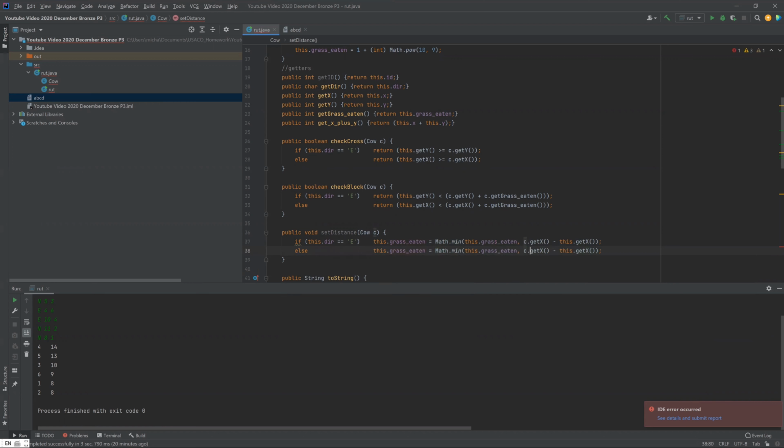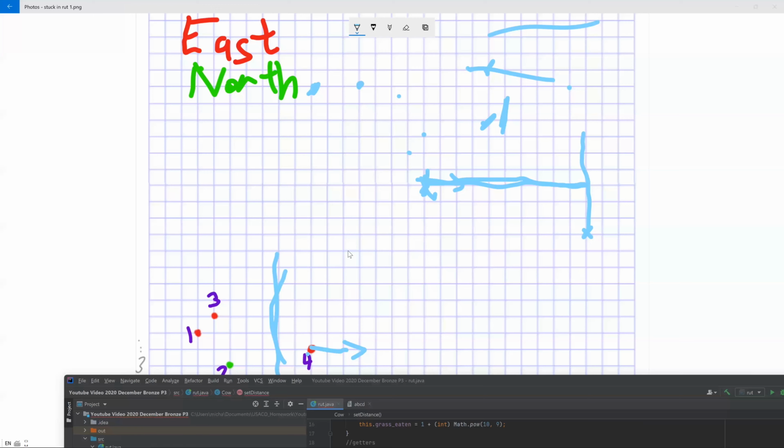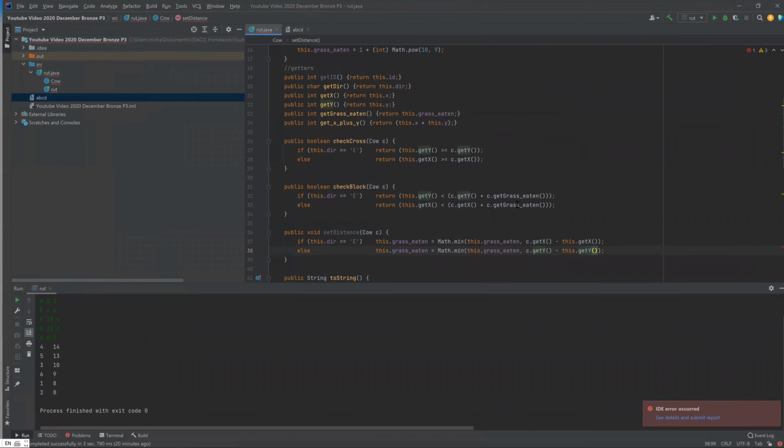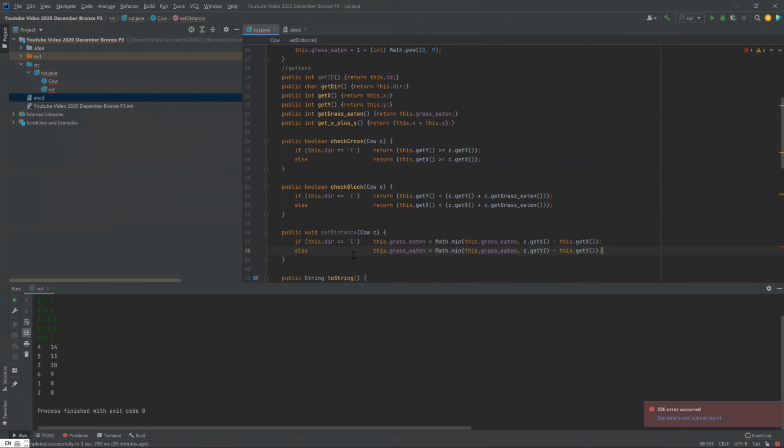Their x coordinate. And if I'm going north, then it will be the same thing but for the y coordinate. So their y coordinate minus my y coordinate, that will be the limit to how much grass will be eaten. Okay. So yeah, all right. So I think that's good.